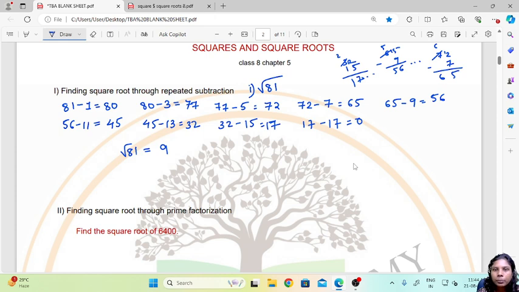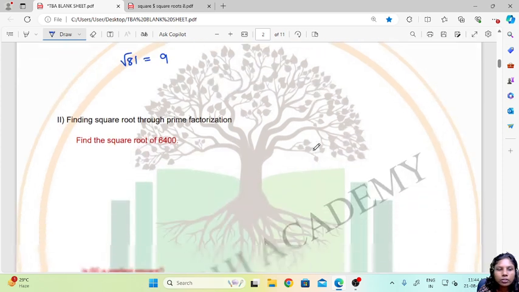It may be any number; you just begin by subtracting the odd numbers. In this case you got a 0. In some cases it might continue giving a negative number on the other side. In that case we can say that this number is not a perfect square. So this was about finding the square root through repeated subtraction.